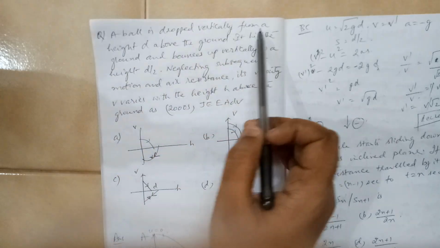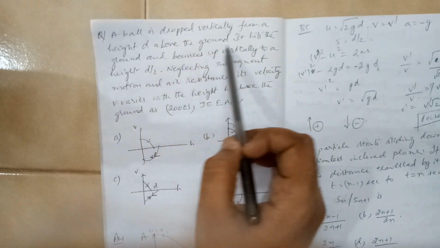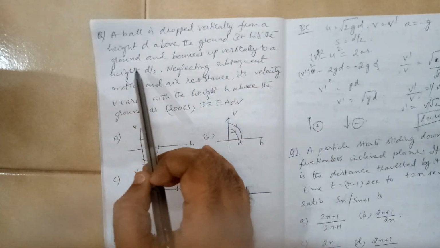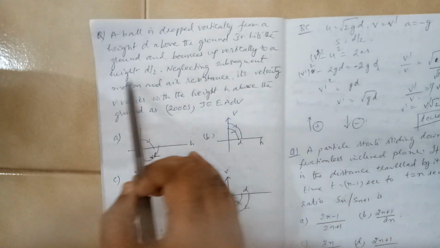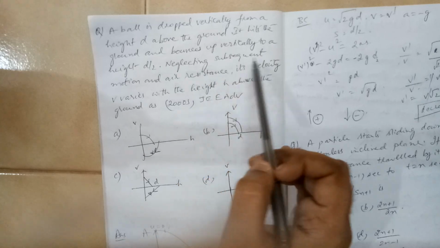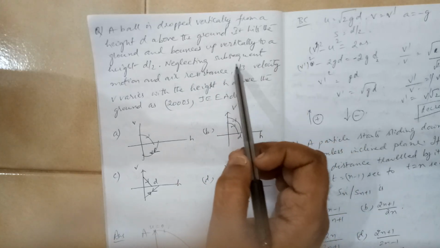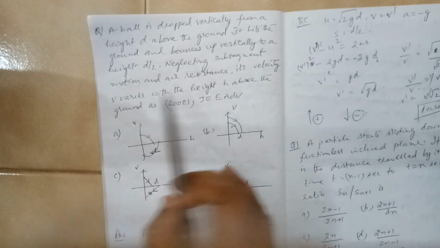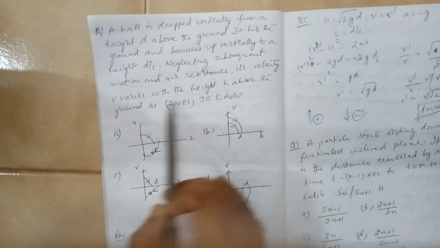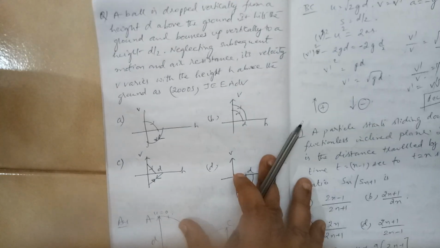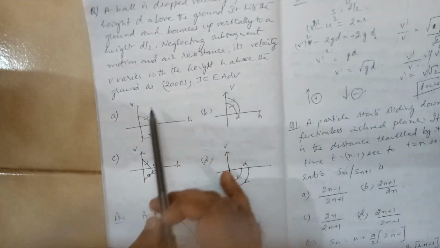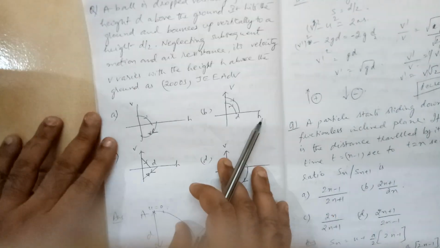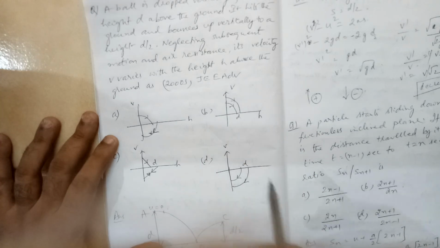A ball is dropped vertically from a height d above the ground. It hits the ground and bounces up vertically to a height d by 2. Neglecting subsequent motion and air resistance, its velocity v varies with the height. You have to choose from the options. It is a velocity versus height graph, and this question has come in 2000.